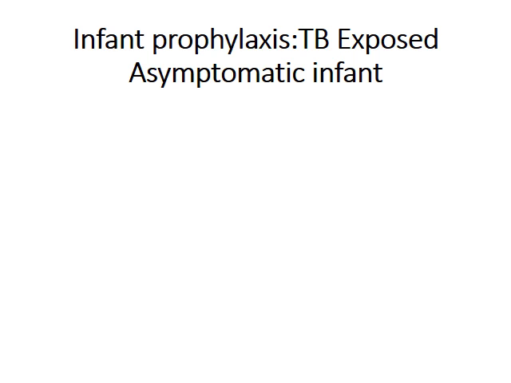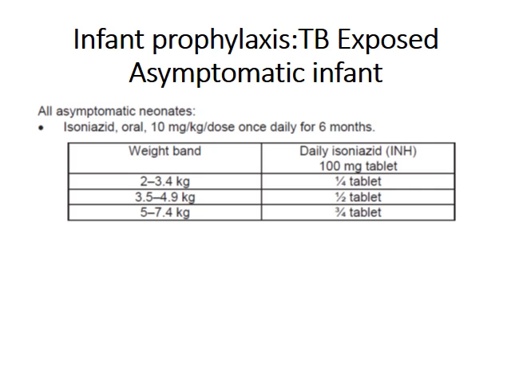But if the baby is asymptomatic, no signs of TB, then we would want to give that little one INH once daily for 6 months. It's 10 milligrams per kilogram per dose, and there are weight bands within the EDL to make it easier for your calculation.